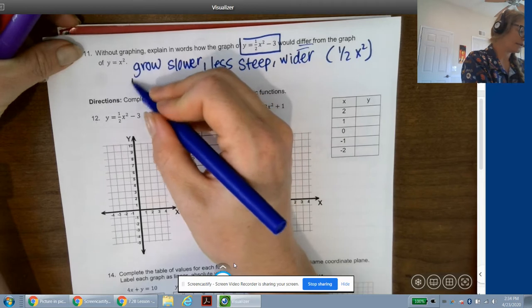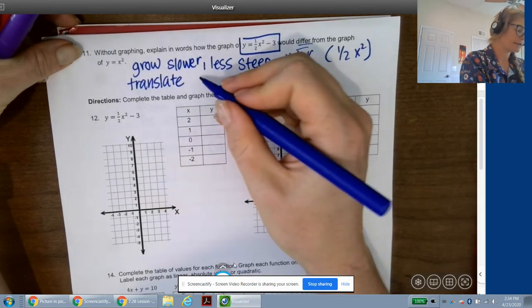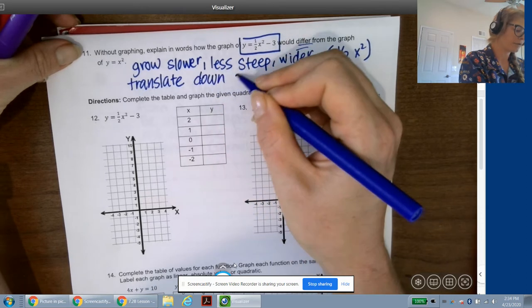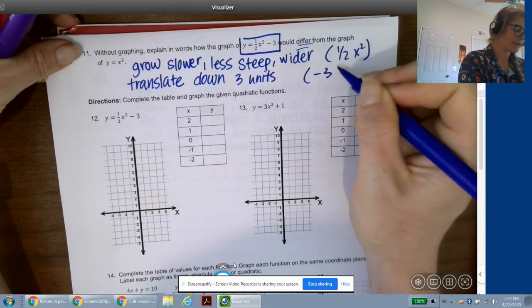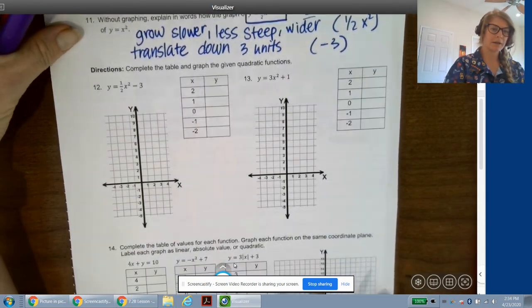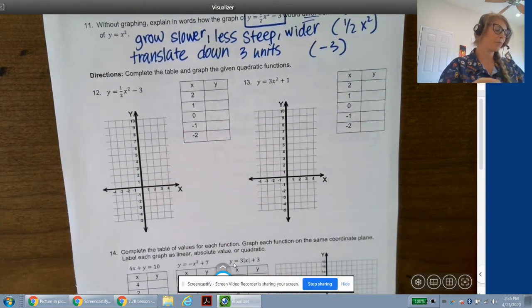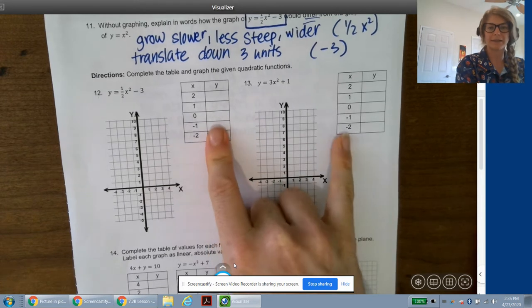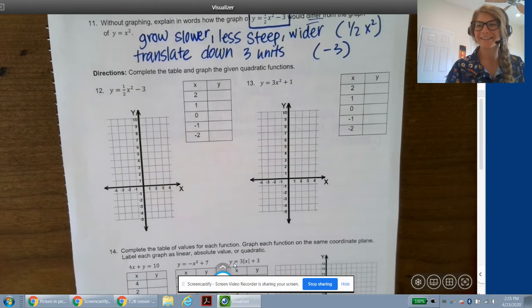And then I'm going to say translate down 3 units. I think that's because of the minus 3 at the end, that k value. So let's take a look. We're going to complete these tables and graphs. So why don't you take a moment and pause me and fill in these tables and graphs and check back in when you're done, and we'll see how you did.